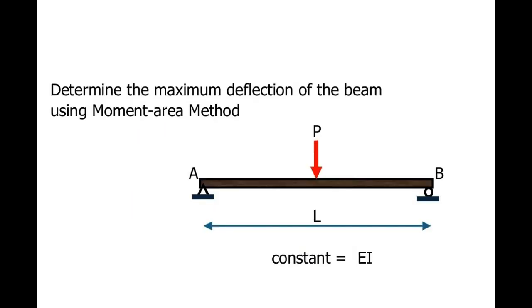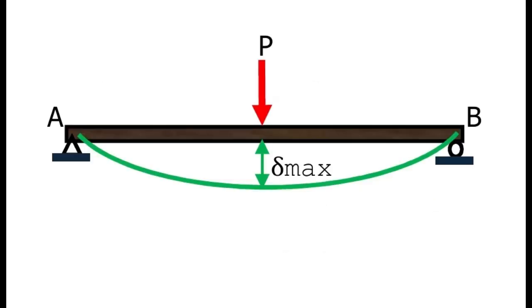This video is about deriving the formula for maximum deflection of a simply supported prismatic beam loaded with a point load or concentrated load at midspan using the moment area method. Solving this problem using the moment area method can be carried out using simple steps, which begins with constructing the deflected shape or elastic curve.